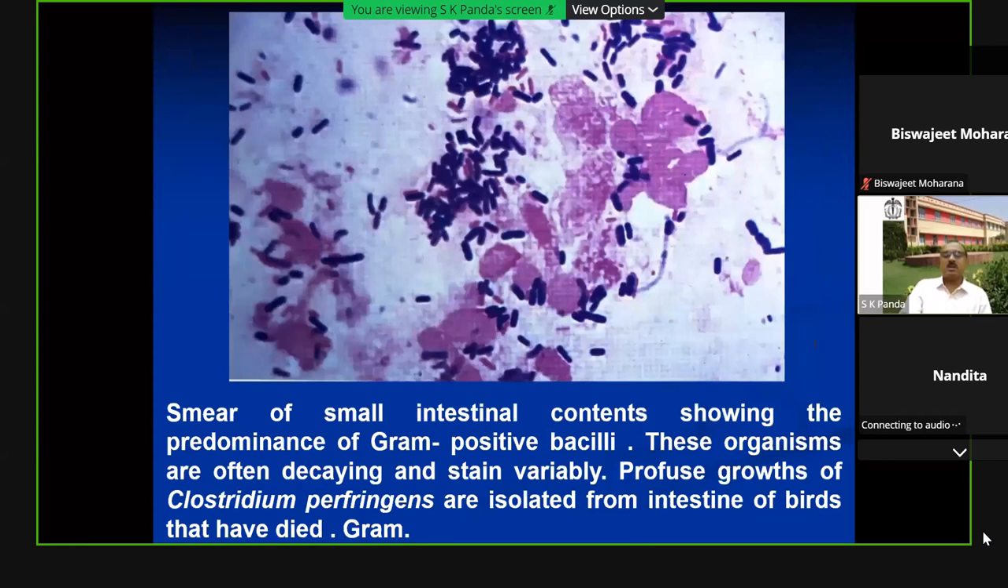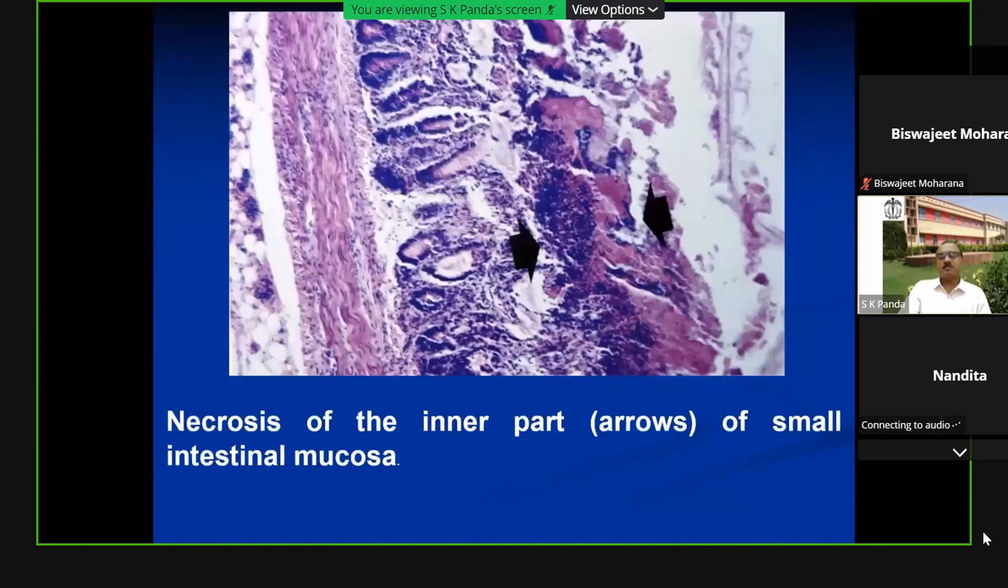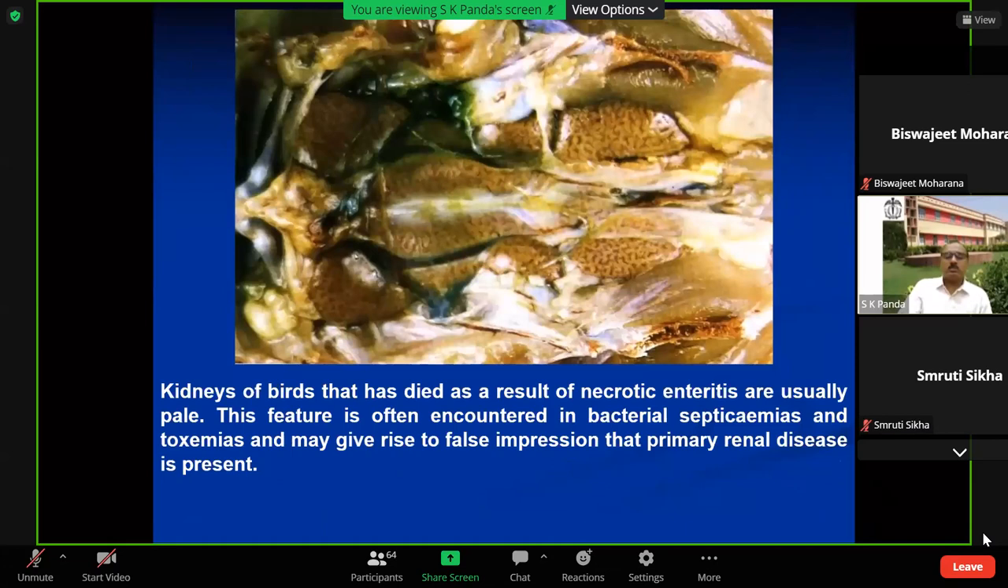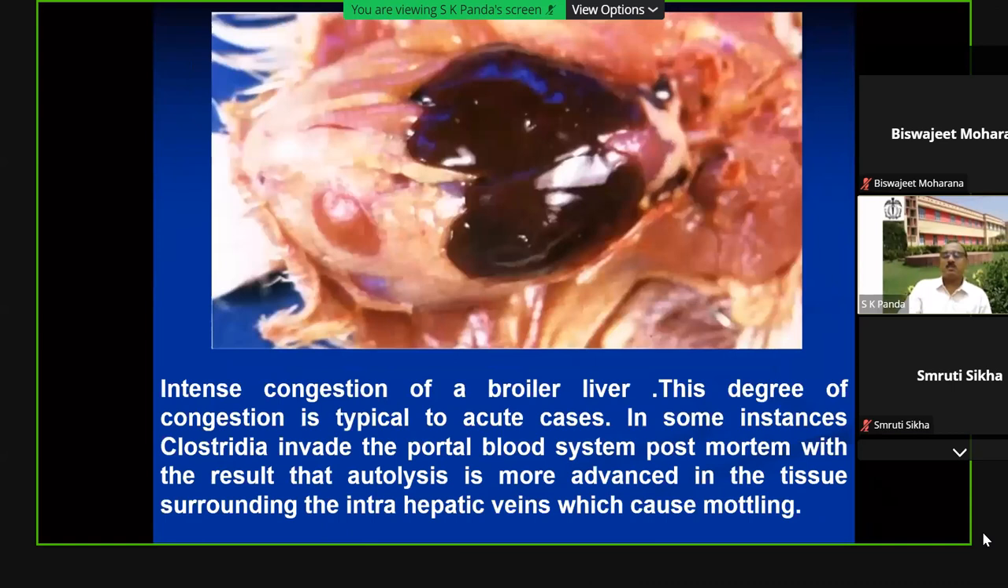Necrotic enteritis. And again, you can demonstrate the gram-positive bacteria also, gram-positive bacilli. Necrosis of the inner part. Histologically also, you can see the desquamation of the small intestine. Numerous gram-positive organisms are also demonstrated in the tissue section of the intestine. These are all small gram-positive bacteria. Kidneys are also showing some nephritic lesions. Mostly, they will be a little bit more granular. Intense congestion of the liver.